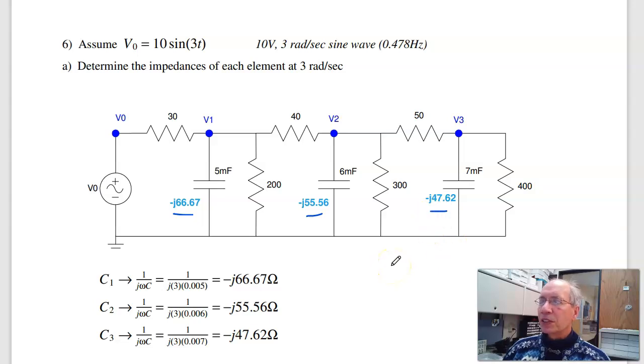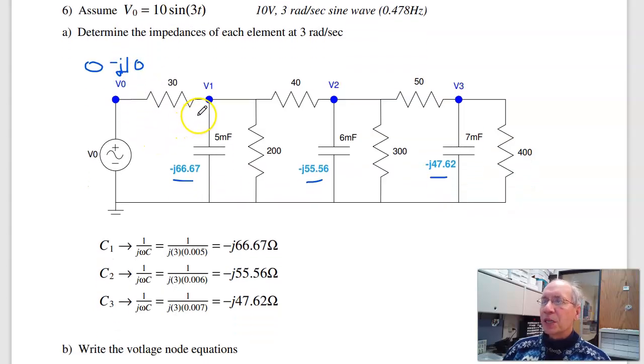Now to find the voltages, same procedure as before. I've got 4 unknowns, write 4 equations for 4 unknowns. This guy right here is 0 minus J10 in phasor form. The real part is cosine, minus J is sine. So since this is a sine wave, that's minus J10. At node 1, same as we did before, currents have to balance. Current left, current down, current right equals 0.